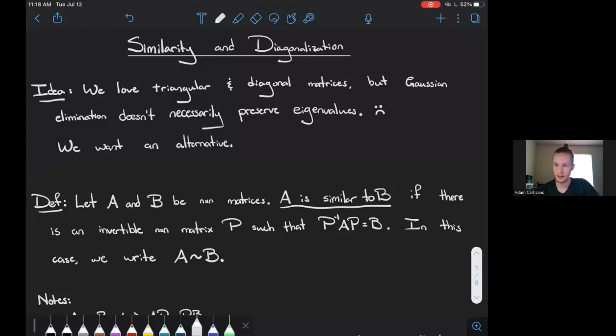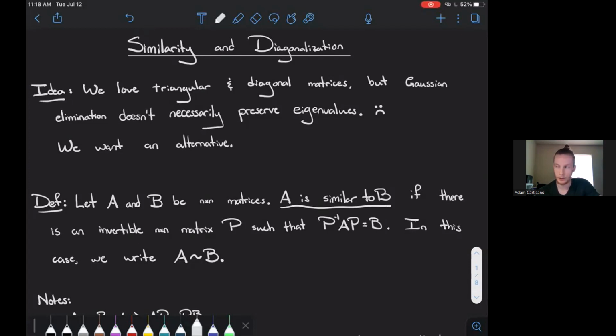So the idea behind this section is that we really like working with triangular and diagonal matrices. You've seen already that the determinant of matrices like that is just, read it off the main diagonal. For a diagonal matrix, you can take its power just by taking the powers of the entries on the diagonal. That kind of thing. So diagonal and triangular matrices have some really, really nice properties. And we would like to be able to convert in some way whatever square matrix that we're handed into a diagonal matrix of some kind.